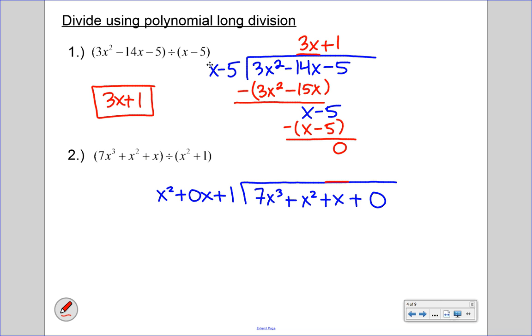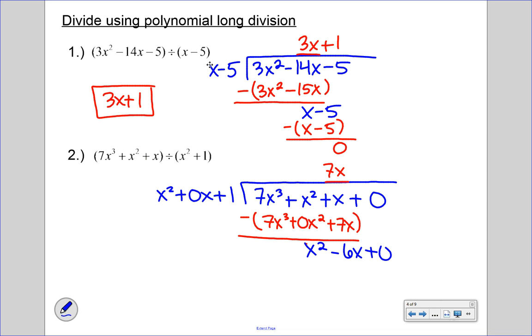So we look at the first 2 terms. What do we multiply x squared by to get 7x cubed? And that's 7x. And we're going to multiply that out to each of those. So we get 7x cubed plus 0x squared, it's just a placeholder, and plus 7x. 7x cubed minus 7x cubed cancels out. x squared minus 0x squared is x squared. And x minus 7x is a negative 6x. We bring down that plus 0.